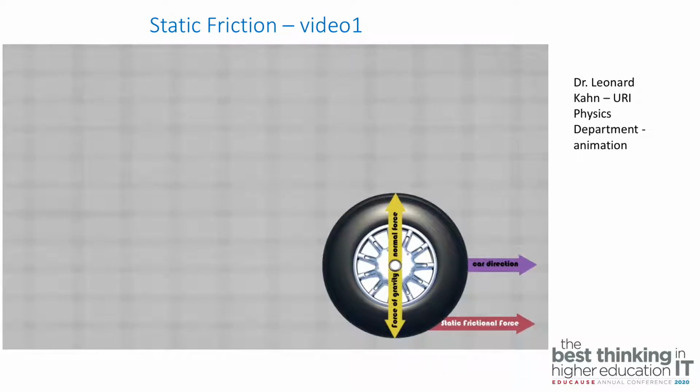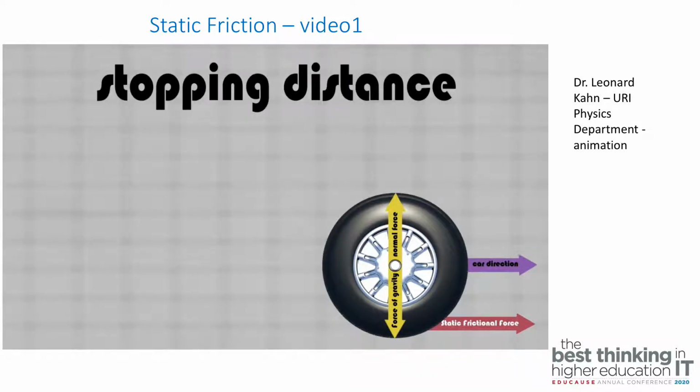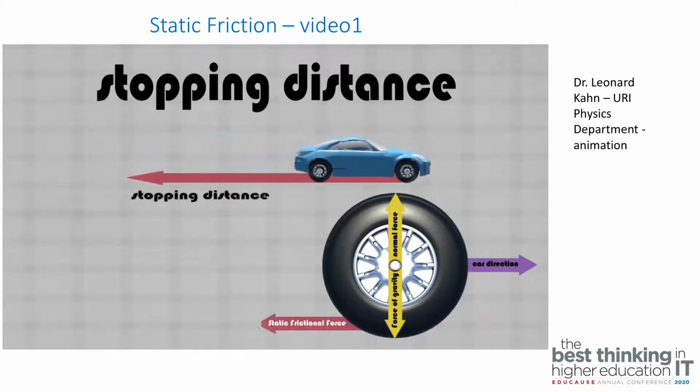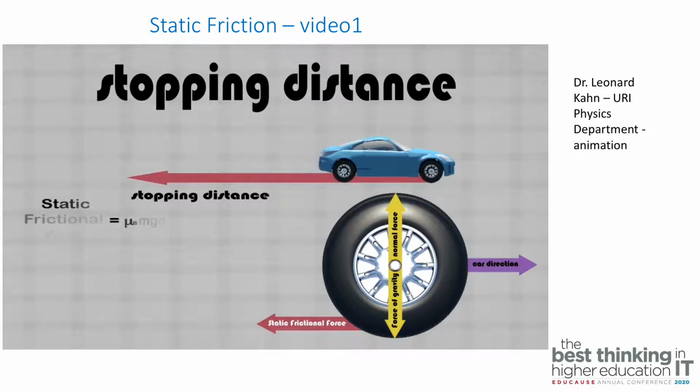We can use these forces to calculate the stopping distance of the car if the brakes are applied steadily so that no skidding occurs. Notice that as the brakes are applied, the direction of the static frictional force is reversed. Using energy and work equations, we can easily derive an equation for the stopping distance.